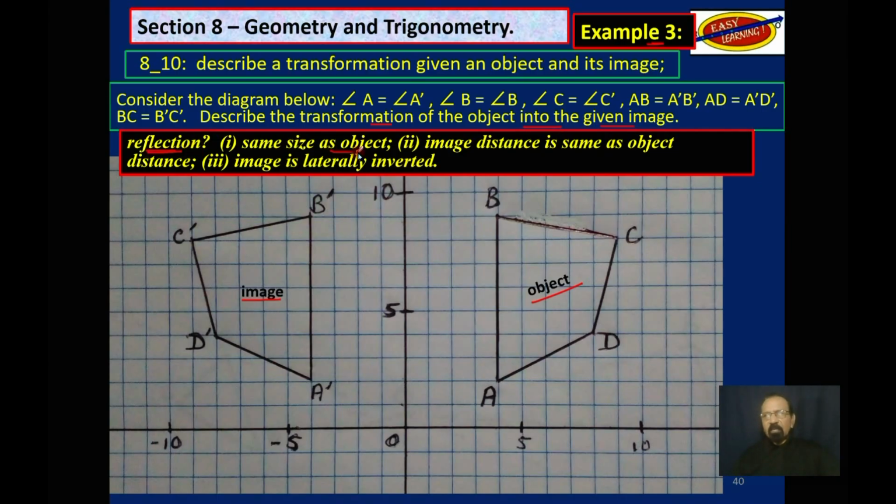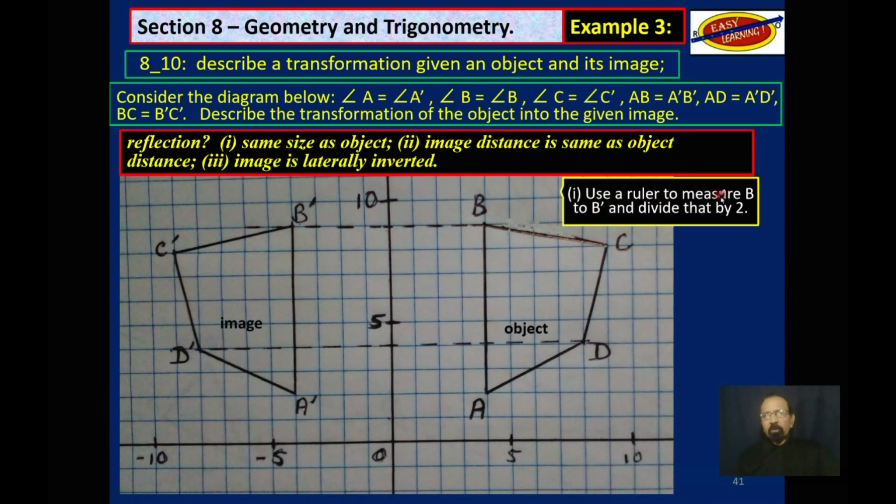They are the same size, that's the congruency. We can measure that the image distance is the same as the object distance. And we have lateral inversion. So most likely it is reflection.